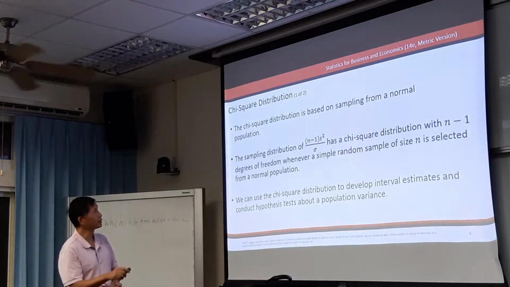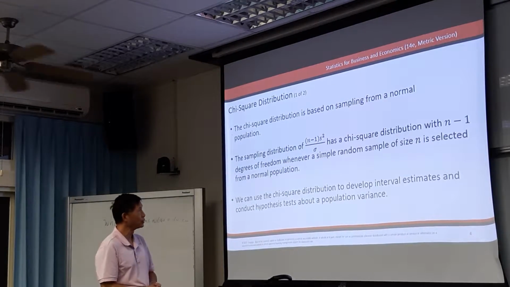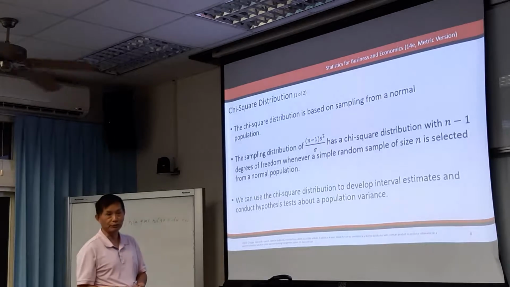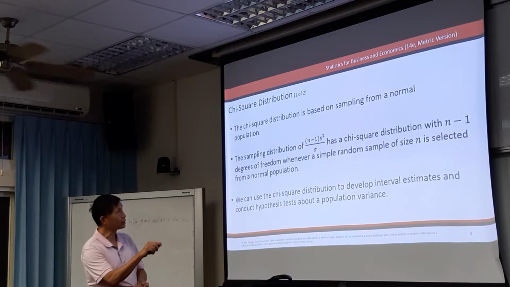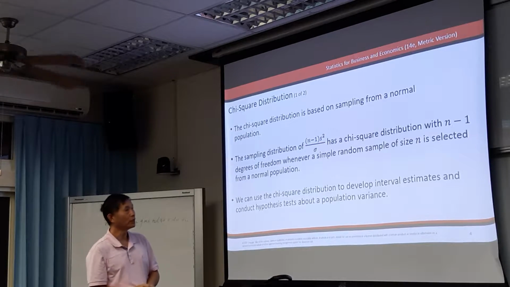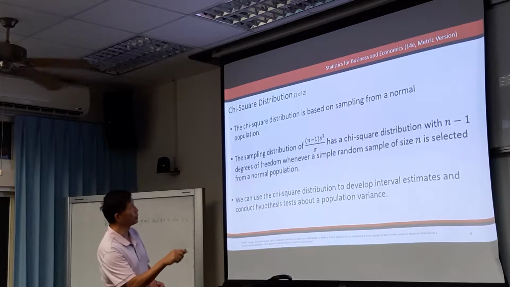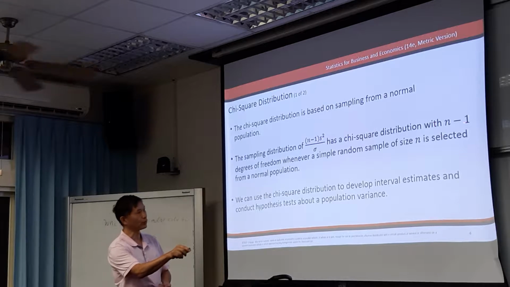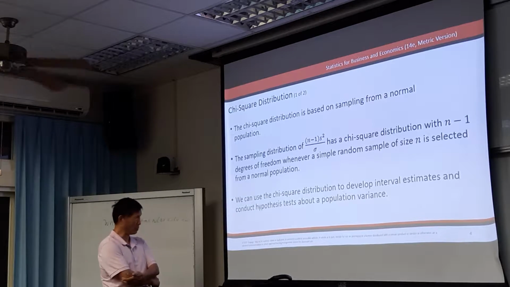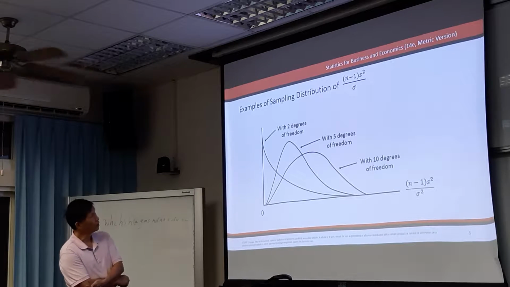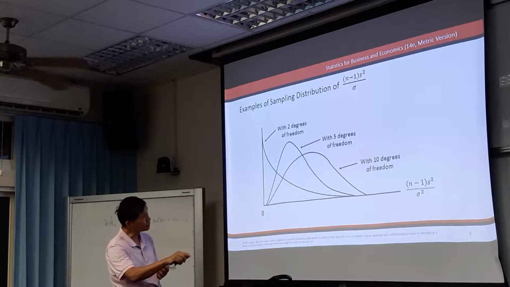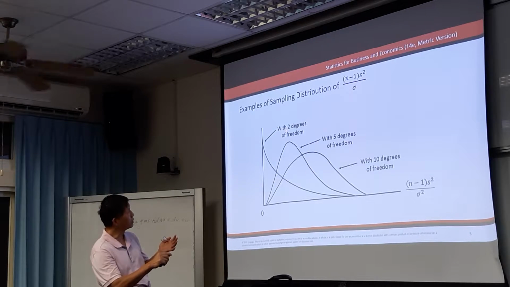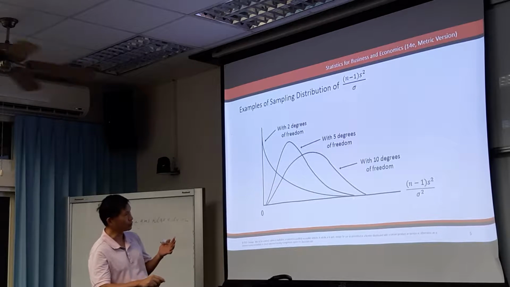The chi-square distribution comes from normal distribution, and the sample variance statistic follows the chi-square distribution. This is the chi-square distribution. And for chi-square distribution, you need to know the degree of freedom. The degree of freedom is n minus 1. So the larger the degree of freedom, the more similar to normal distribution. The lower the degree of freedom, the more like an exponential distribution.